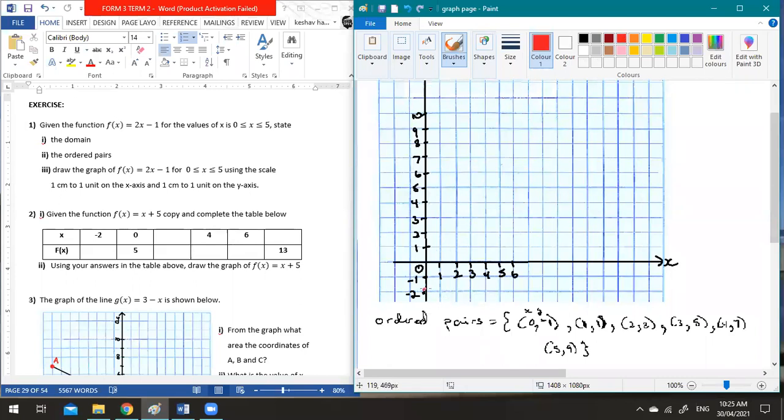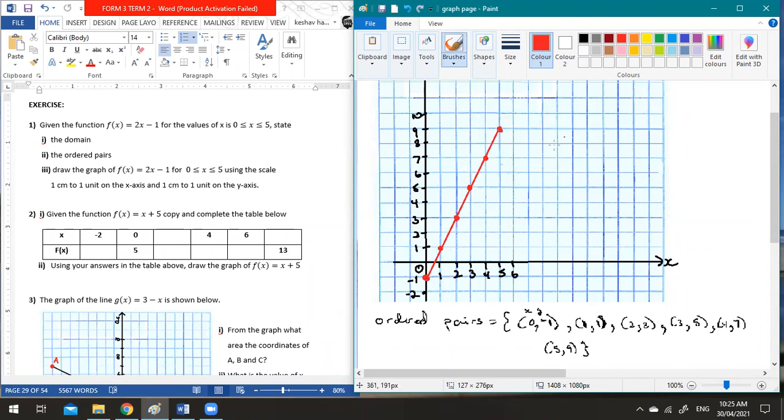So this point will be here. Sorry, no, wrong place. Here on the negative 1 spot. Then 1 and 1. 1 on the x is here and 1 on the y is here. Then 2 and 3. So here. Going up the 2 till you meet the 3 line. Then 3 and 5. So going up the 3 until you meet the 5 line. Going up the 4 until you meet the 7 line. And going up 5 until you meet the 9 line. And then draw your line using a ruler.